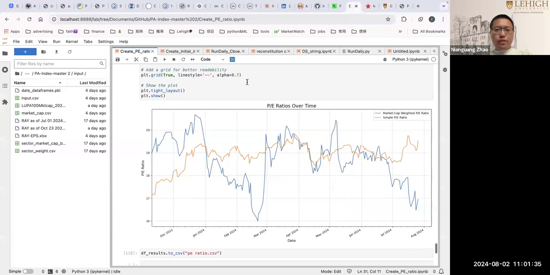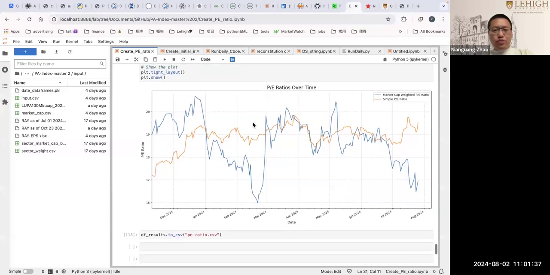Yeah, market cap weighted, and this chart shows the different methodology. The blue line is the market cap weighted P ratio, and the yellow line is the simple P ratio. That means the total market divided by the total earnings. And this line's trend is the same as the index level trend. So we use the market cap weighted P ratio.